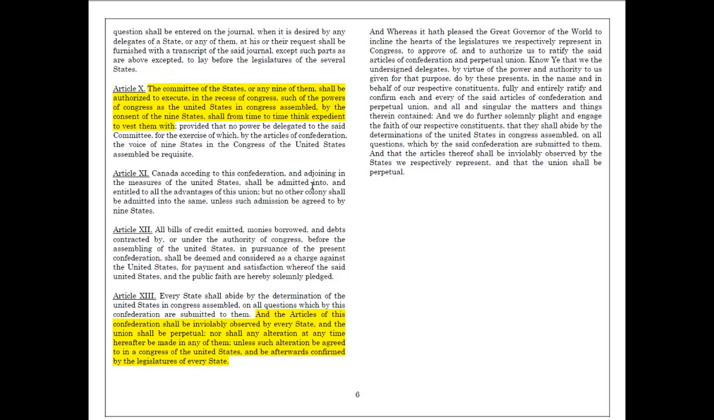Nor shall any alteration at any time hereafter be made in any of them, unless such alteration be agreed to in a Congress of the United States, and afterward be confirmed by the legislatures of every state." So the articles do contain an amendment provision. You can amend the articles within the terms of the articles. Notice that it requires a unanimous agreement. Every state must agree to any changes to the articles.